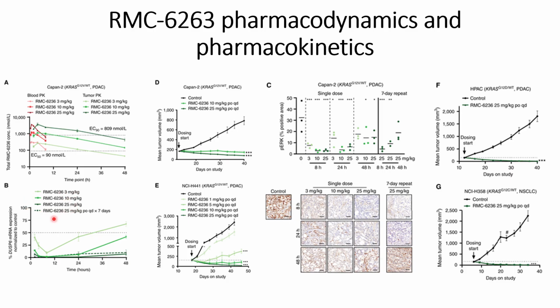Afterwards they checked the pharmacodynamics, that is, how this drug affects the body. Basically they are checking the DUSP6 mRNA expression levels, as once the RAS signaling pathways are inhibited, or once the RAS has been disrupted, that is, RMC-6263 will disrupt the GTP-bound RAS state, so it will disrupt the downstream signaling pathways.